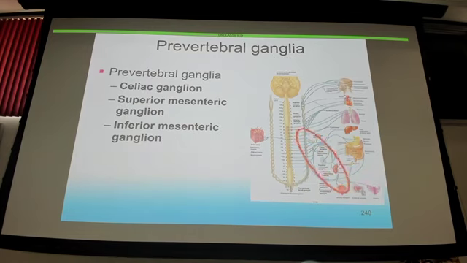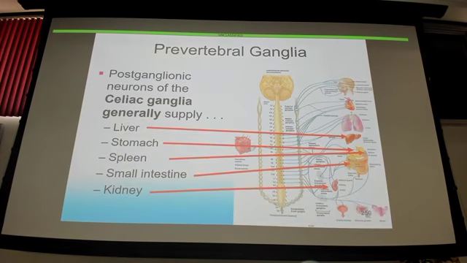And there are several of these. I'm going to mention three. Like I said, I narrowed some of this down. There is the celiac ganglion, the superior and inferior mesenteric ganglion. The celiac ganglion generally supplies things like the liver, the stomach, spleen, intestines, and you can kind of see that represented here as it goes out. Part of the small intestine, kidney there. It goes a lot of different places.